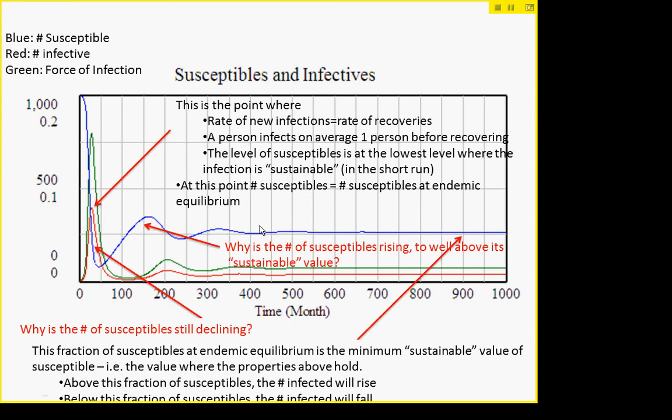So let me ask for the susceptibles first. Why do you think we see this sharp decline, and then what's with this rise? What needs to be the case for susceptibles to be rising here? The stock of susceptibles, for that to be rising, on what conditions does the stock rise? It rises if the inflow is greater than the outflow. And what is the inflow to the stock of susceptibles in this model? It's associated with immigration or births coming in.